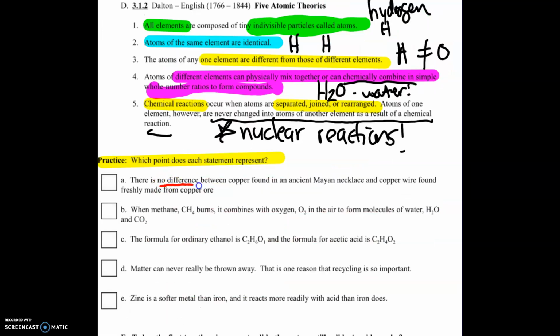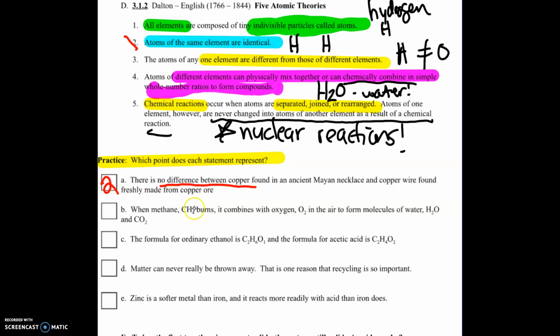There is no difference between the copper found in an ancient Mayan necklace and copper wire found from freshly made copper ore. So copper is copper is copper. What could that be? Well, number 2 sounds pretty good. Atoms of the same element are identical.